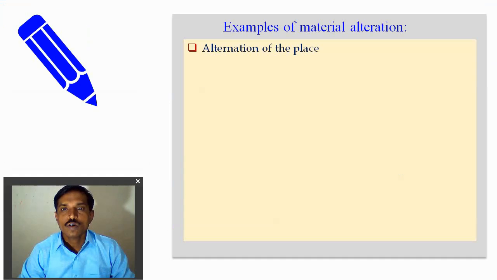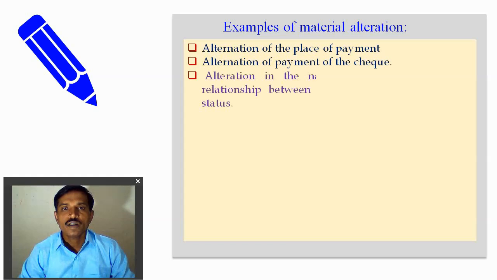Another example of material alteration is given here: alteration of the place of payment. Sometimes a check is payable at Nasik and the customer tries to change the place on the check. Or alteration of the payment terms of the check, or sometimes trying to raise the amount on the check. Alteration in the names of the parties, the relation between them, and affecting their legal status, that is, trying to change the names of the parties, is not allowed.